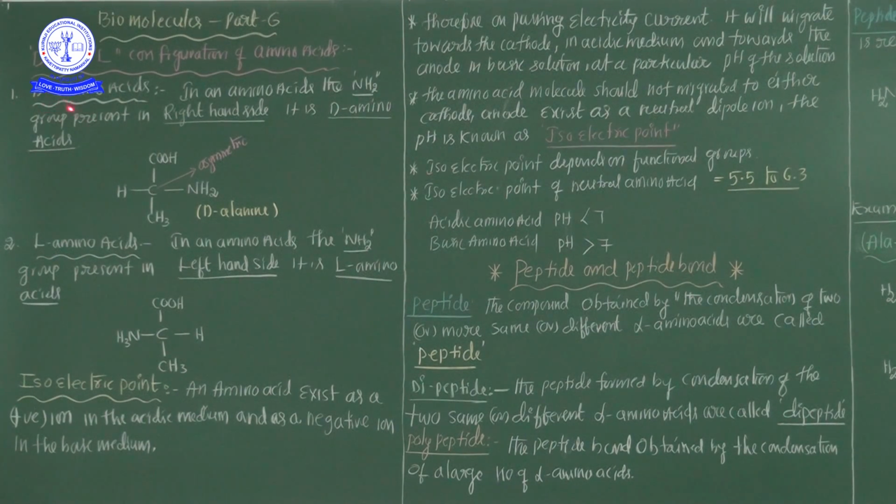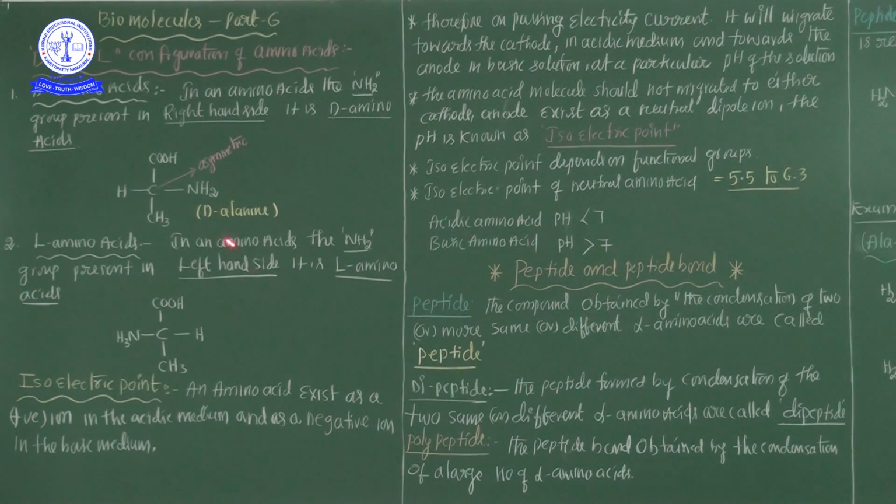First one is dextrorotatory. What is the dextrorotatory amino acid? In an amino acid, if the NH2 group is present on the right hand side, it is called a dextrorotatory amino acid. Now we will see this one, D-alanine. This compound is alanine, but here the NH2 group is present on the right side. That's why it is dextrorotatory alanine amino acid. Understood?